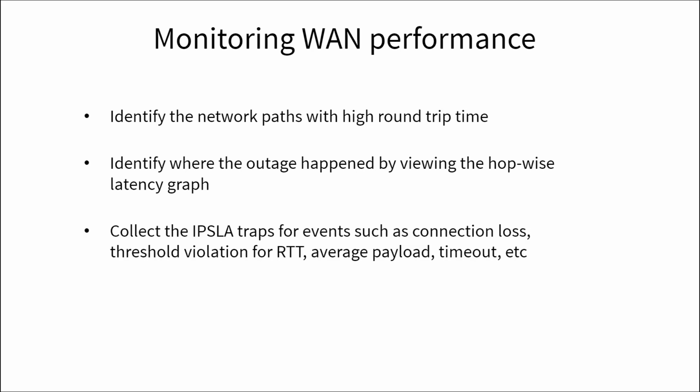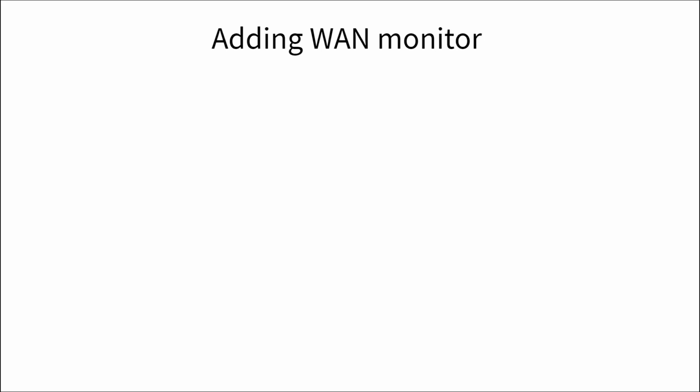What we do here is collect the IPSLA traps for events such as connection loss, threshold violation for round trip time, the average payload, and information like that. So you might ask, okay, I need to do this, how do I do it? That's when I'll be talking to you about the WAN monitor, which you need to add first in order to look into the traffic.